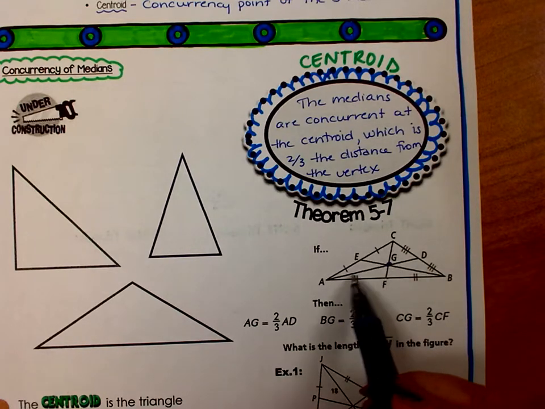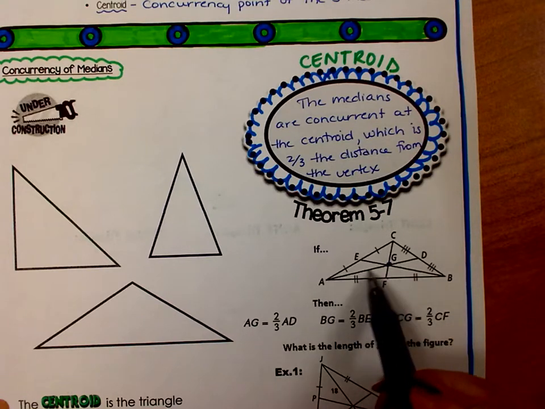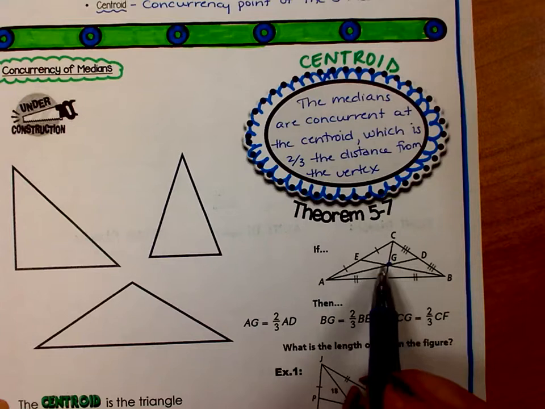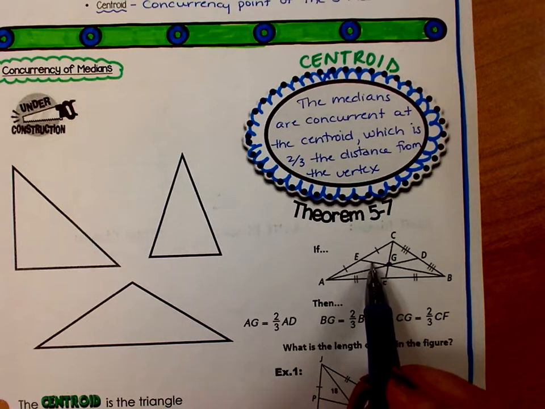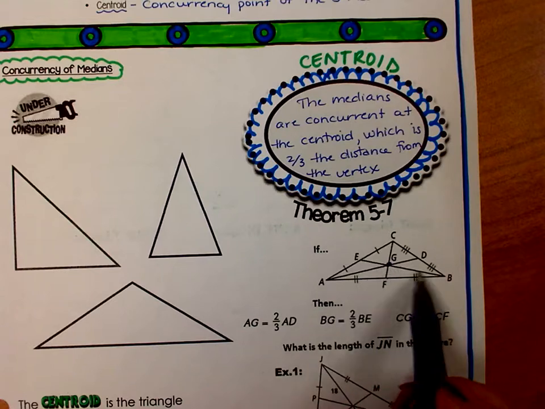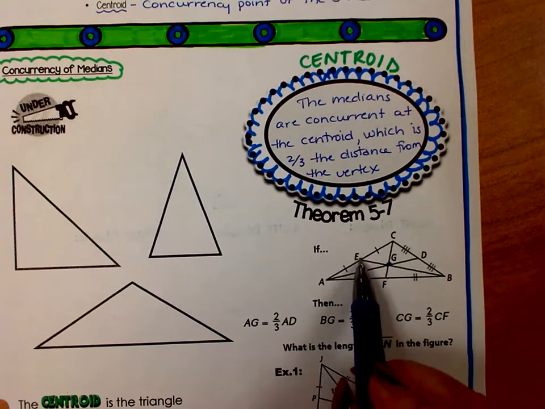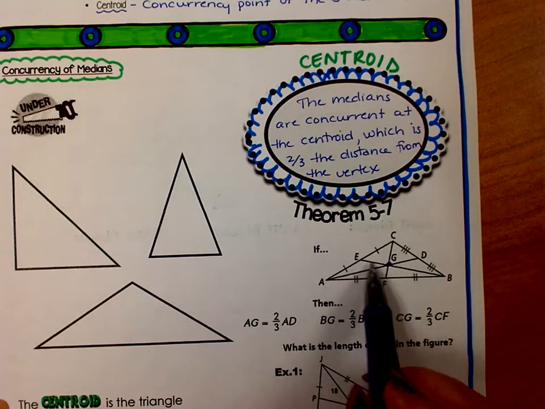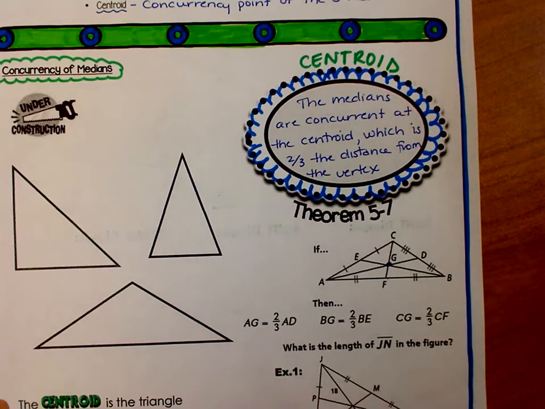The same thing is true right here. 1/3 and 2/3. And the last one, 1/3 and 2/3. So if I have this segment, I can double it to get this one. If I have this segment, I can take half of it to get this one. And if I have the whole segment, I can divide it by 3 to get the smaller one, and then double it to get the bigger one.